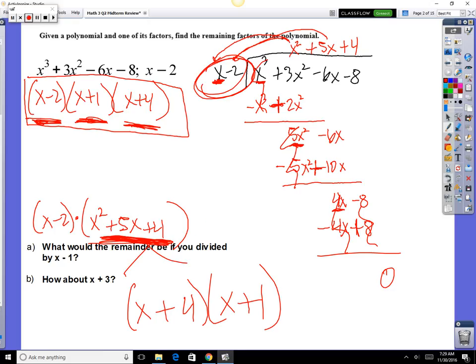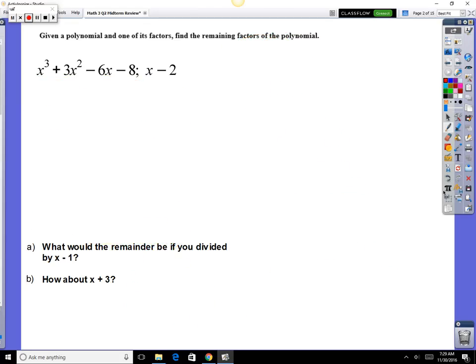Okay, so that's done. Now let's look at A and B. A, okay, all they care about is the remainder. So if all they want is the remainder, if we were to divide this by, not by x minus 2, if we were to divide it by x minus 1, so that means the shortcut is going to be this. Take the opposite of this, so we are going to take 1. We are going to plug 1 in to the function.